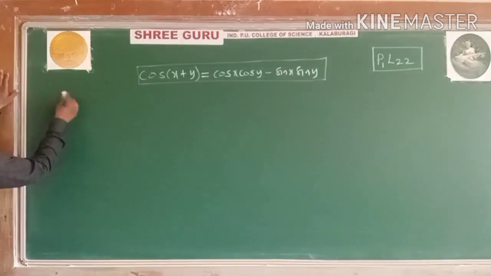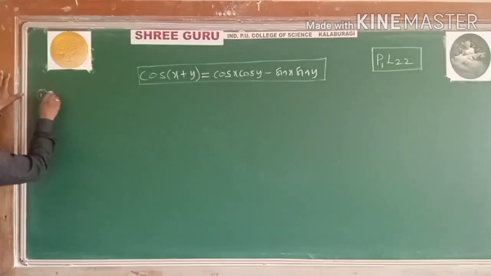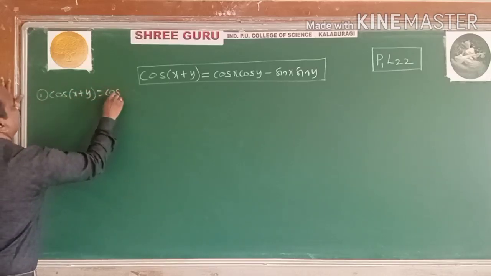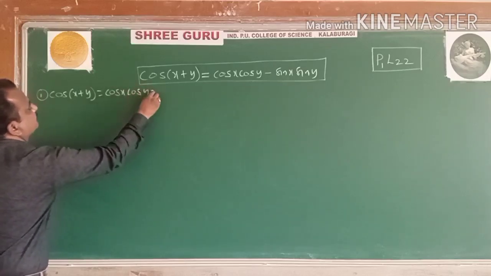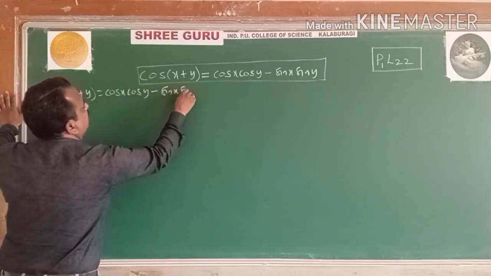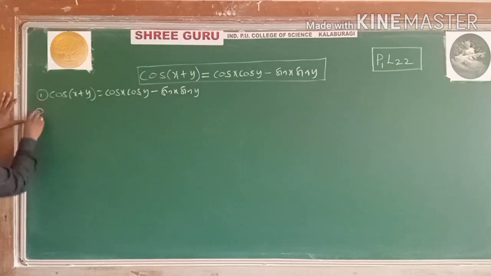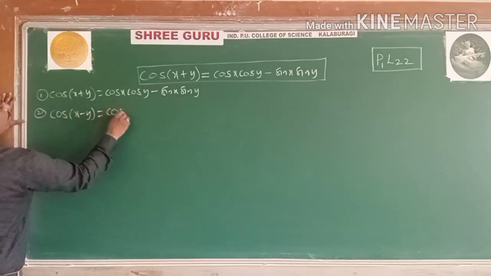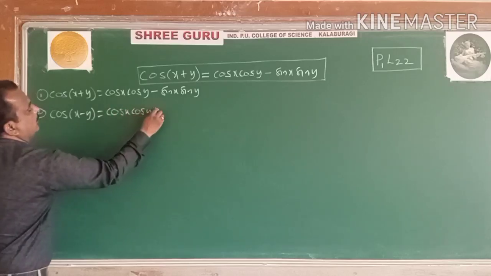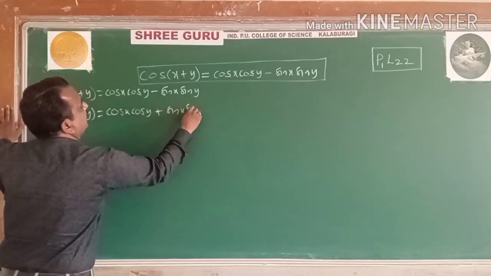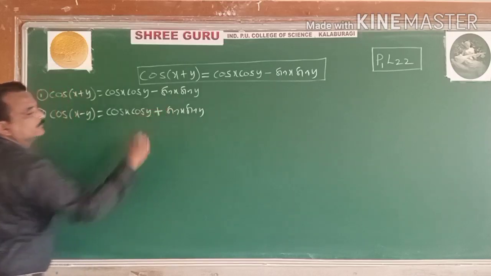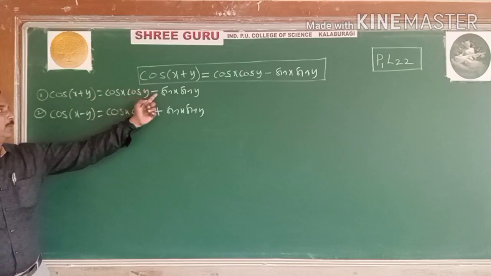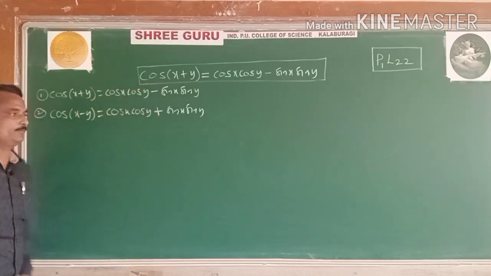I will write all the formulas here today first. This is the first formula. We have proved cos of x plus y equal to cos x cos y minus sin x into sin y. Second one, cos of x minus y equal to cos x into cos y plus sin x into sin y. See the difference: if it is plus, here minus it is. If it is minus, it is plus.